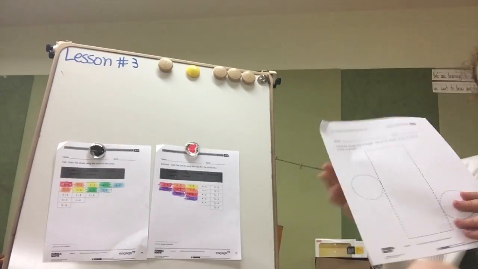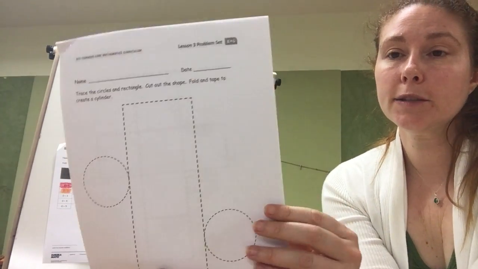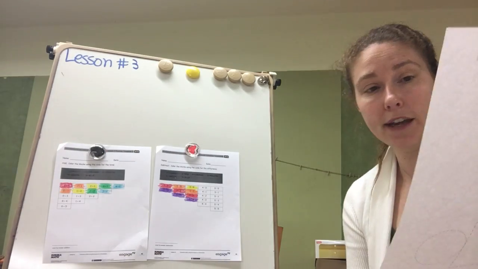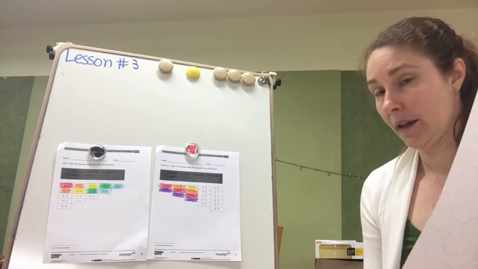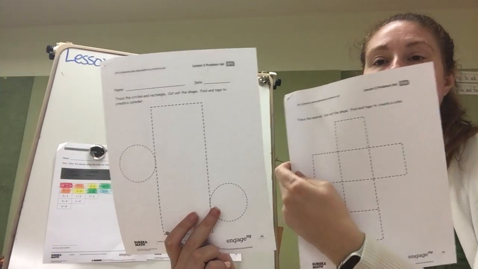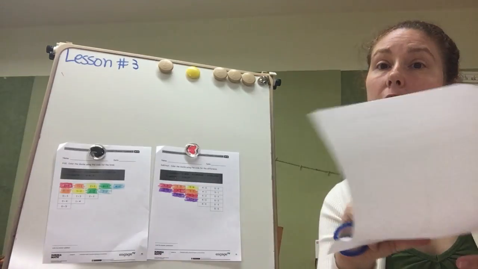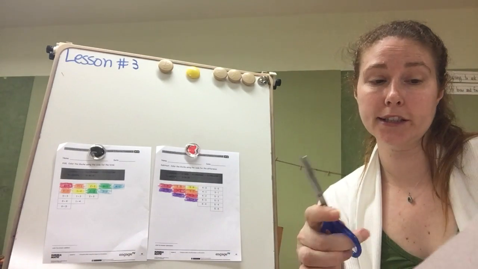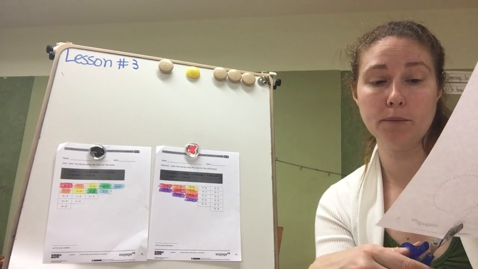And I just want to quickly show you the problem set. So this problem set requires scissors and some tape. And you're going to get the chance to, on this one, make a cylinder. And on the second one, make a cube. So you might need some help with this if you're doing this independently. You might need some parent support.